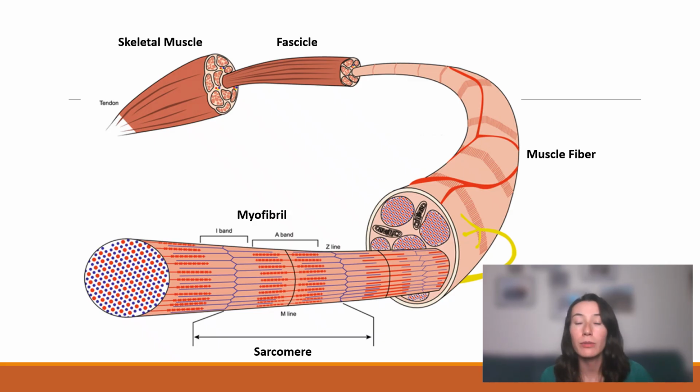The muscle fiber, aka a myocyte. The reason it's known as a myocyte is because this is the muscle cell. A sarcomere is not the muscle cell. The myofibril is not the muscle cell. The muscle fiber is the cell.